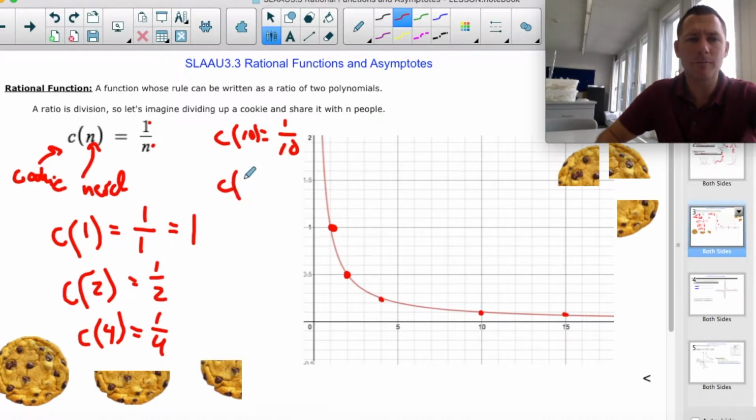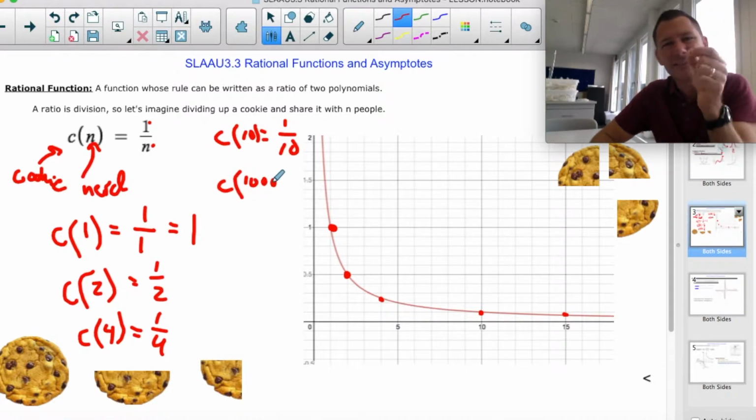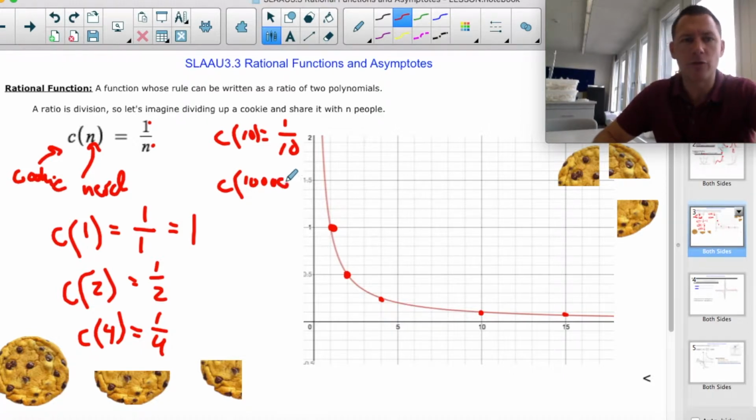But think about this. If you take a cookie and divide by 100 people, everybody gets like a little crumb, right? A 100th of a cookie. That's pretty small. If you divide by 1,000, everybody gets like a 1,000th of a cookie, that's the smell of the cookie. If you divide by 1,000,000, everybody gets just like, I don't know, a little tiny piece.